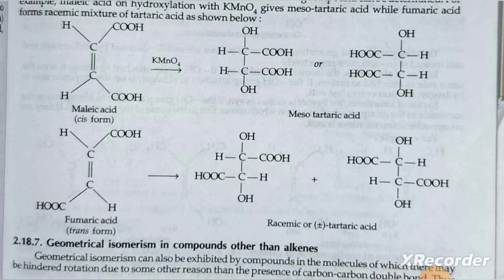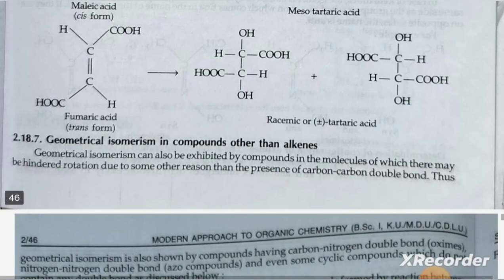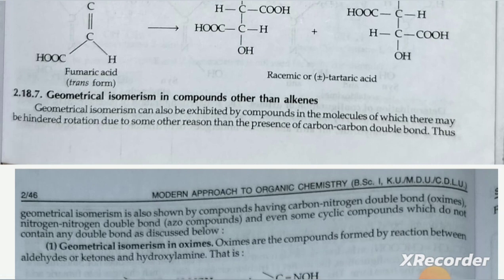Seventh is geometrical isomerism in compounds other than alkenes. Geometrical isomerism can also be exhibited by compounds in the molecules of which there may be hindered rotation due to some other reason than the presence of a carbon-carbon double bond. Thus, geometrical isomerism is also shown by compounds having a carbon-nitrogen double bond, oximes, a nitrogen-nitrogen double bond, azo compounds, and even some cyclic compounds which do not contain any double bond, as discussed below.